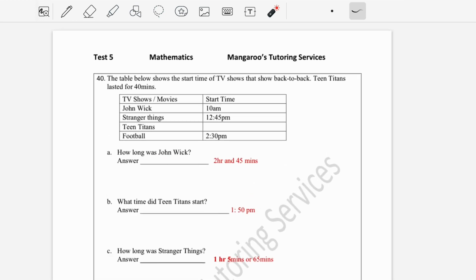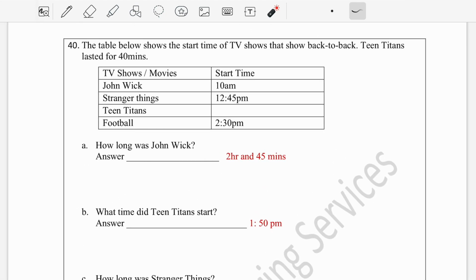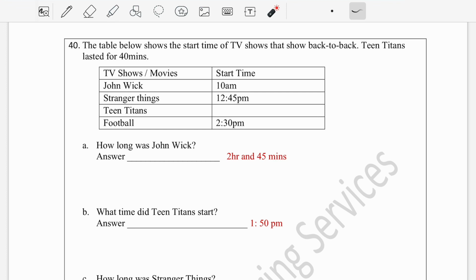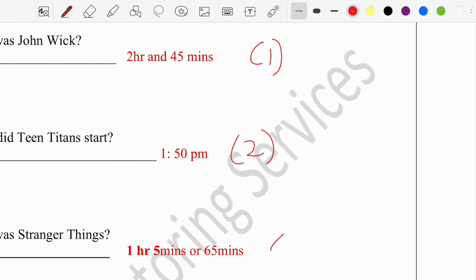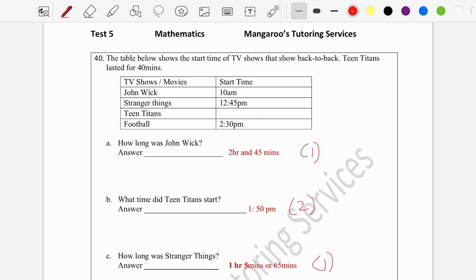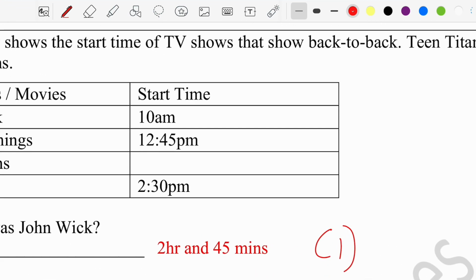Last question. It's a time question. It's not too difficult for 4 marks. Right, so A is 1 mark, B is 2 marks, and C is 1 mark. How long was John Wick?